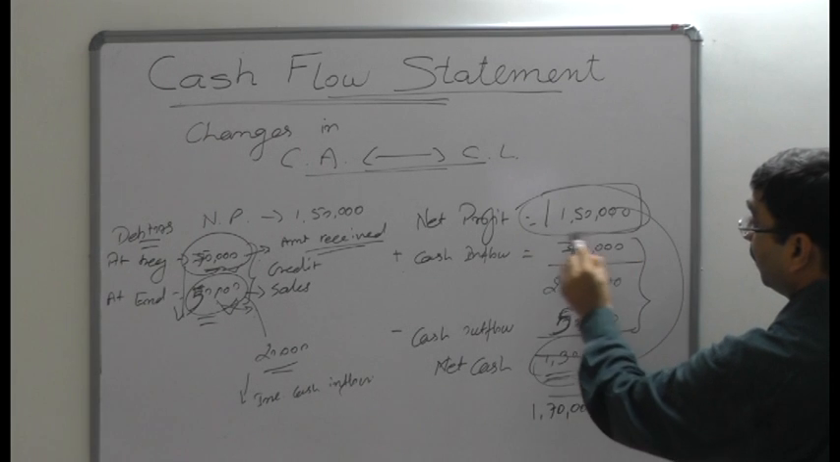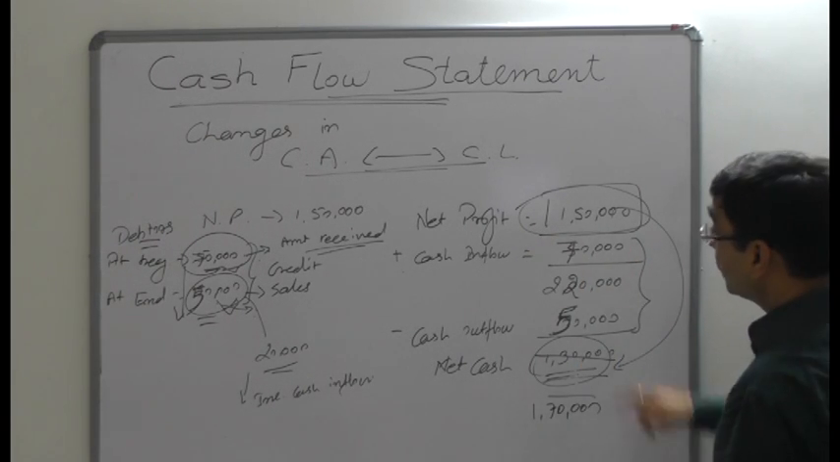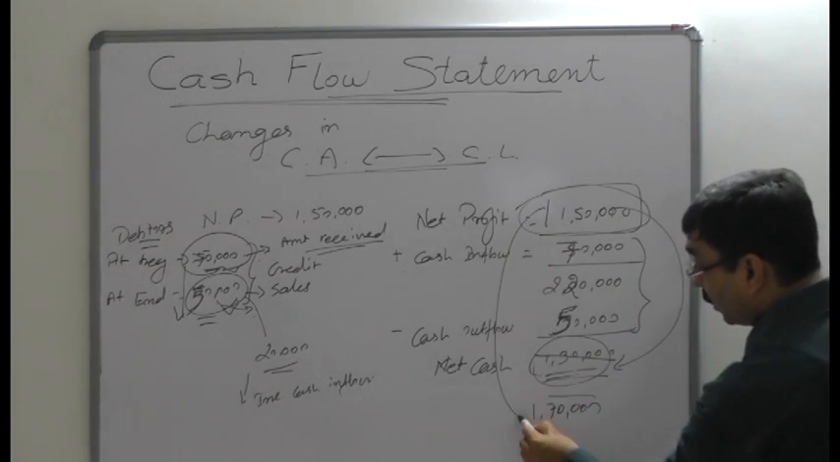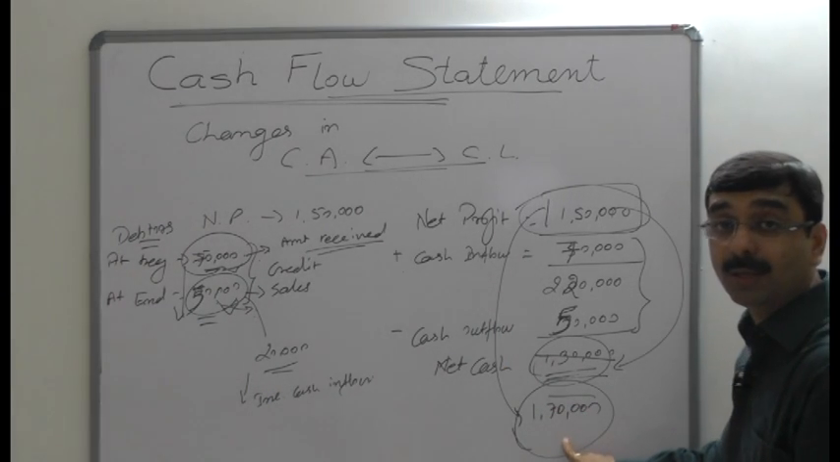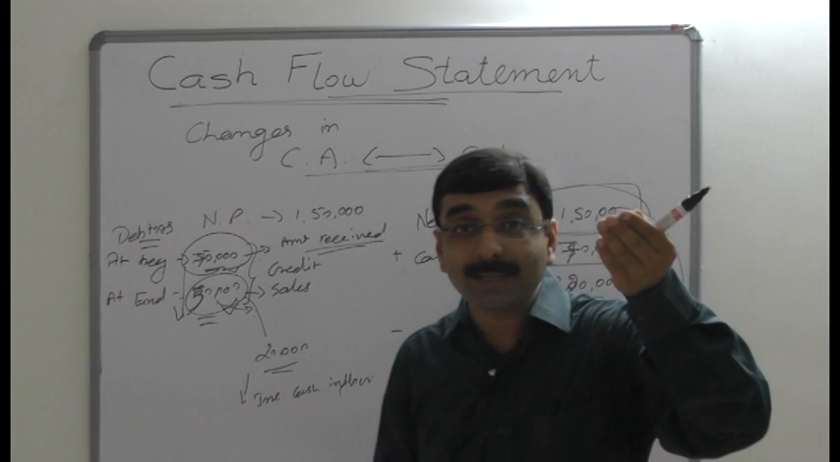What was your profit before these transactions? 150. And now what is your profit after this transaction? 170. So the change is what? It shows the cash flow increase.